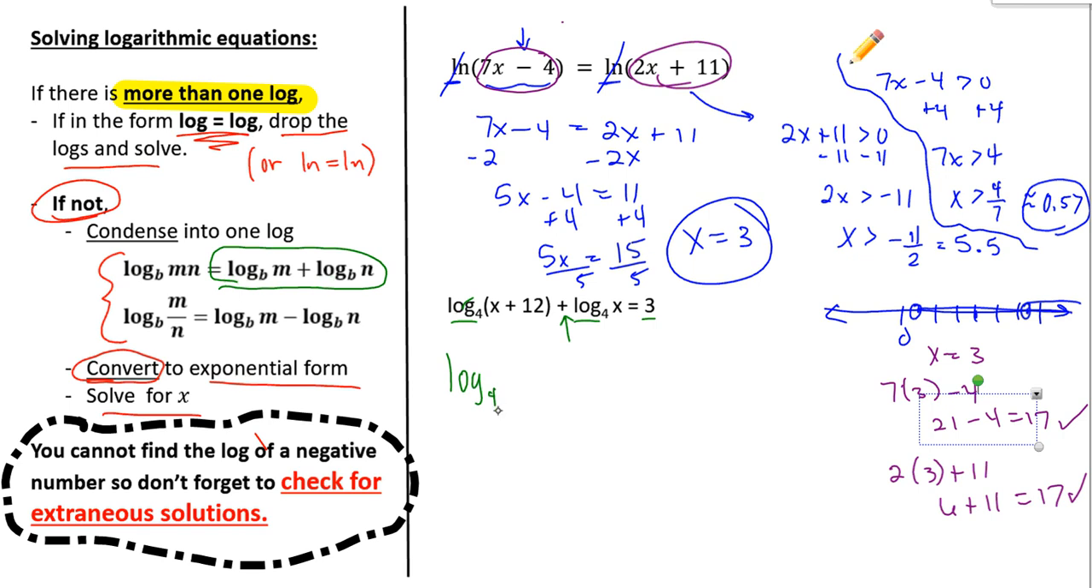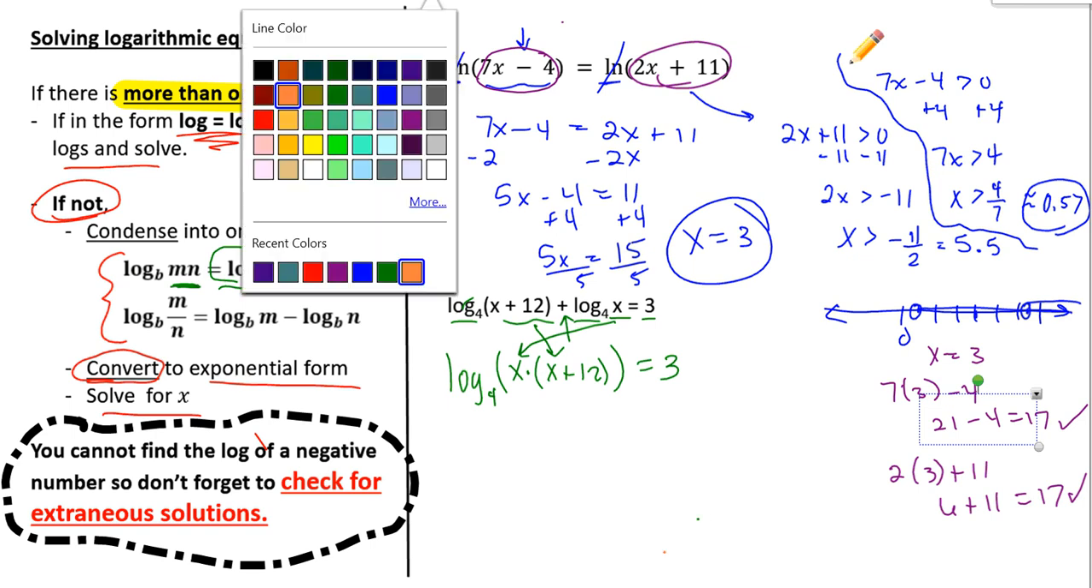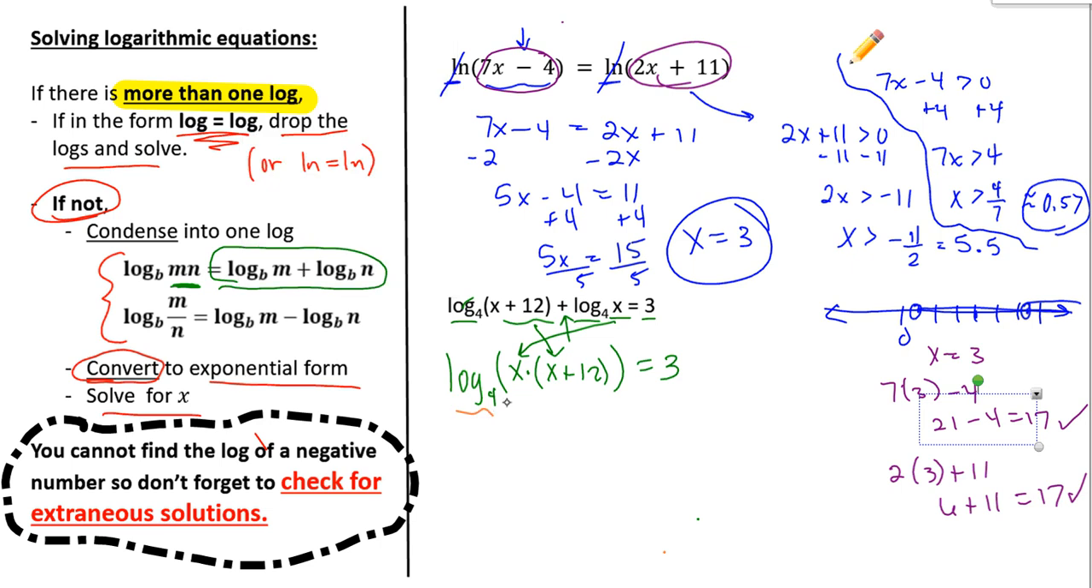Log base 4 of x times x plus 12 equals 3. So I pulled this guy and this guy, put them inside parentheses, and multiply them just like the m and the n there. Because now at this point we have a single log, which means I can convert it. 4 to the third equals x times x plus 12.